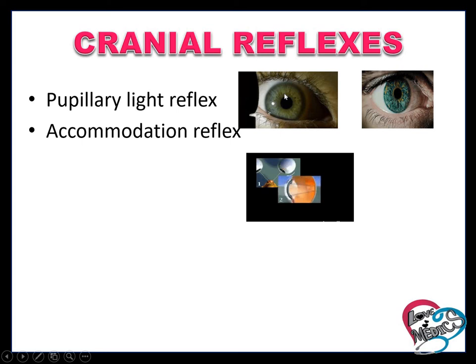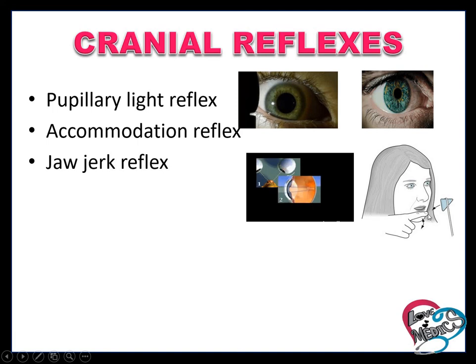Accommodation reflex. When a far object comes near, our eye should accommodate, right, that is the accommodation reflex. The three components of the accommodation reflex are inward rotation of the eye, pupil constriction and lens thickening. Jaw jerk reflex. When we tap here with the help of a hammer, the jaw jerk is present. That is the jaw jerk reflex.